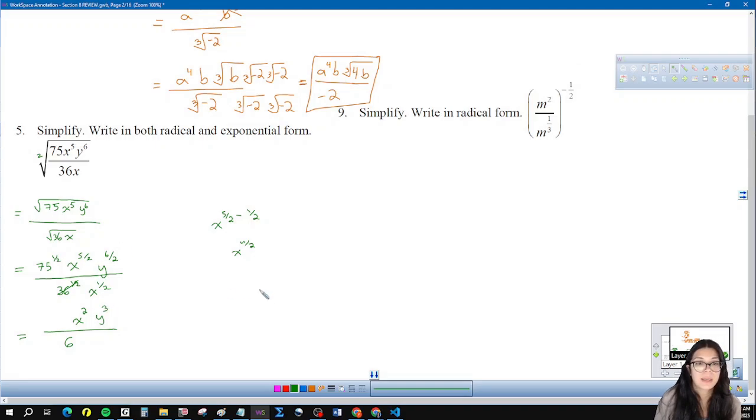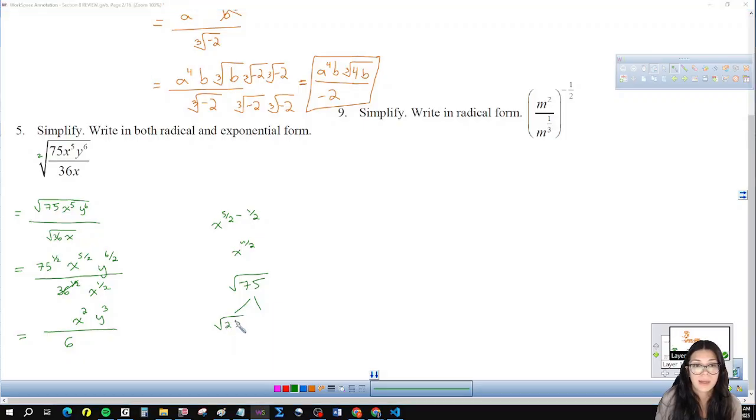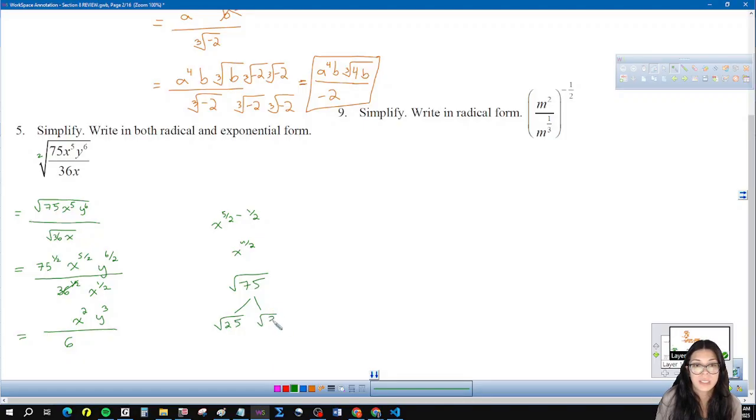Right, and then last step is I need to simplify the square root of 75. So 75 does break up into the square root of 25 times 3, since 25 times 3 is 75, and the square root of 25 is 5. So we have a 5 that is going to come out of that radical, and the 3 is going to stay in the radical. So this would be my radical form.